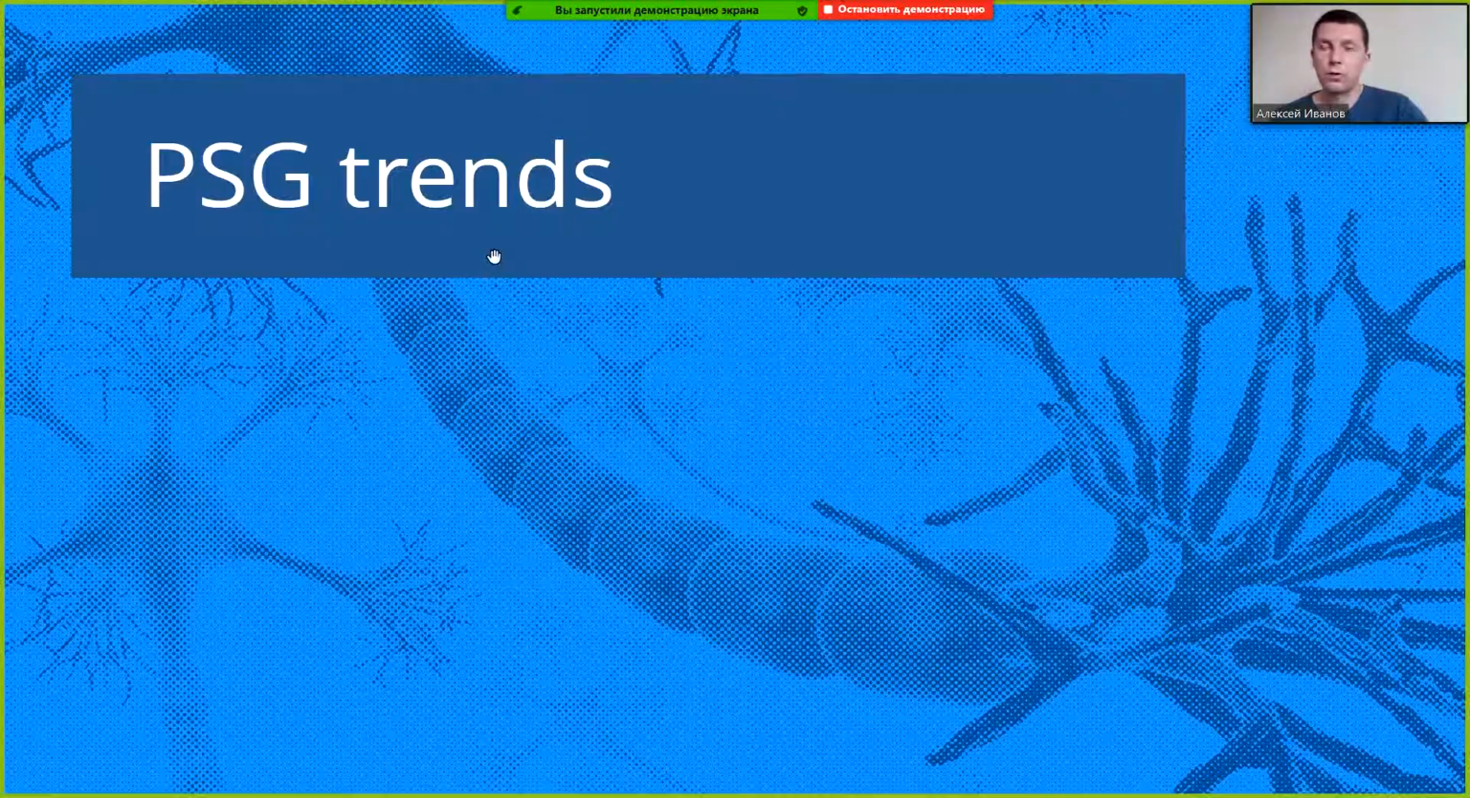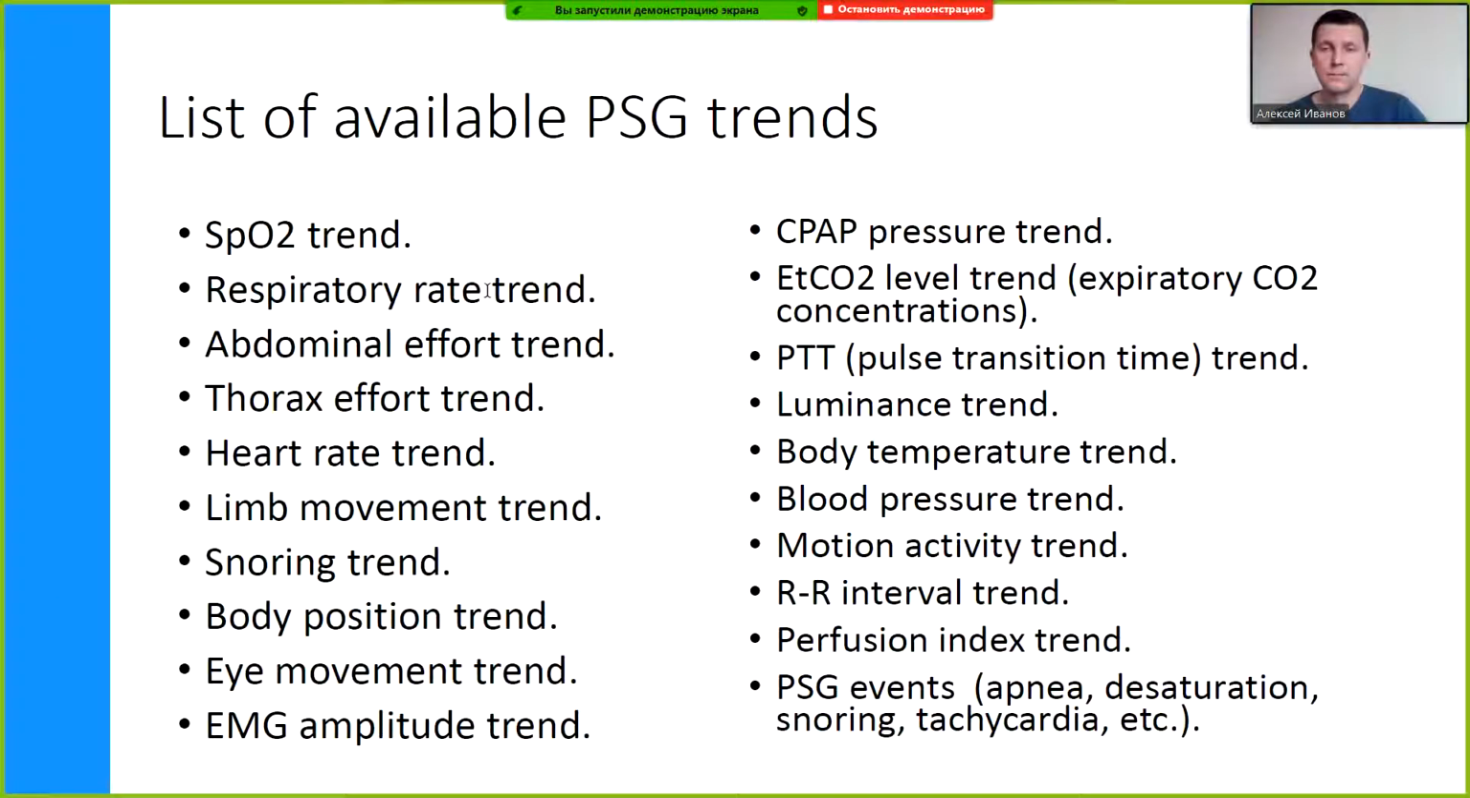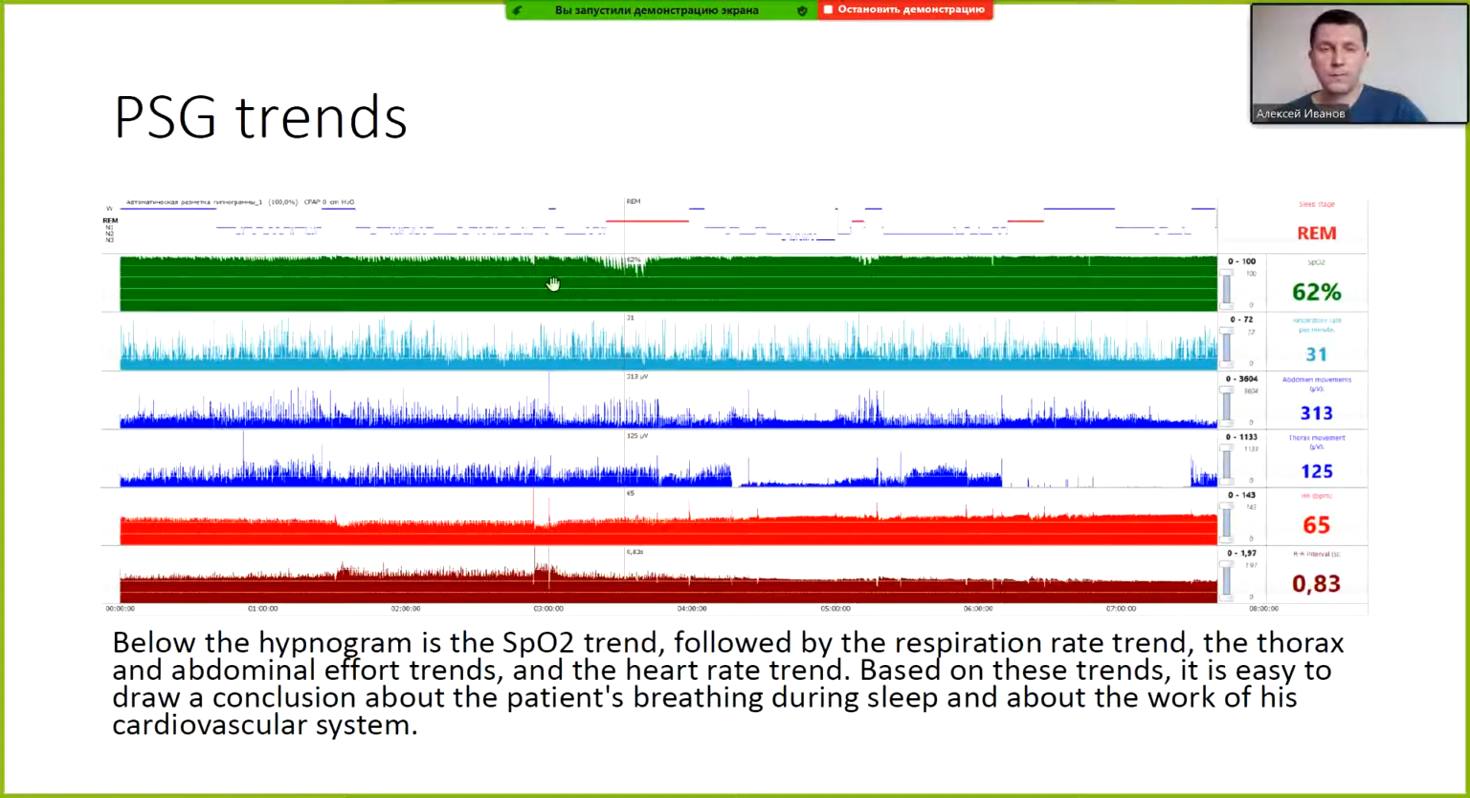Now let's have a look at polysomnographic trends. On this slide you can see the whole list of all PSG trends available in neuronspectrum.net software. Let's look at some of them. Here on the top we can see the hypnogram window, then we can see the SpO2 trend, respiratory rate trend, thorax and abdominal efforts, heart rate trend, and RR intervals trend.